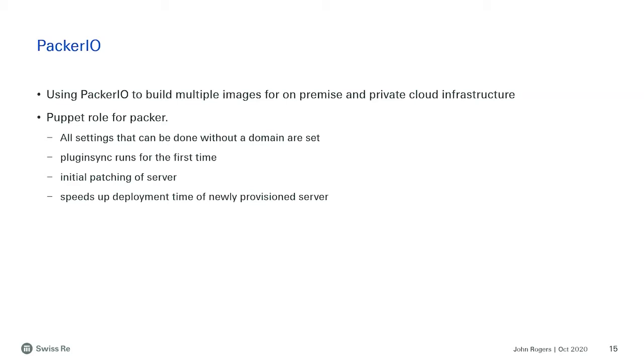So we use Packer IO for this. And we actually have a Packer IO role in Puppet. So as the template is actually being built through Packer IO, it connects to the Puppet master. I would say it runs roughly 90% of our standard configuration settings in Puppet. And so when we ship the template off to our internal ESX infrastructure or to the private cloud, most of the settings have already been applied to the machine. So it makes the initial configuration of the machine much, much quicker.